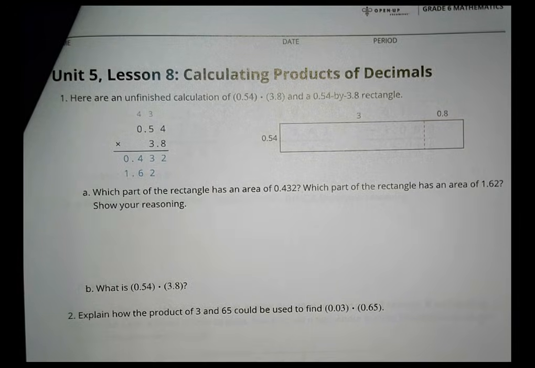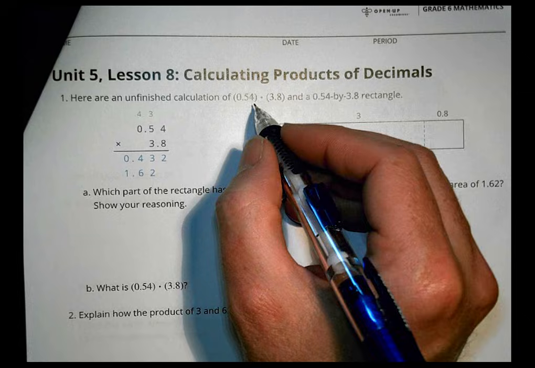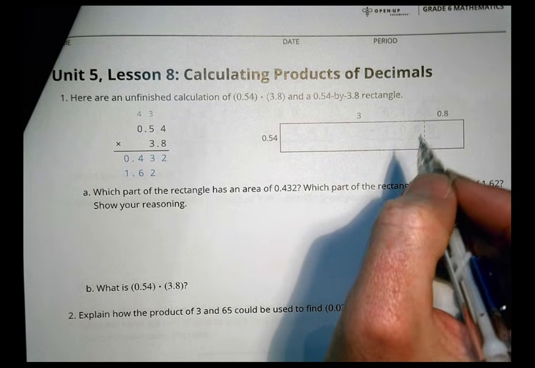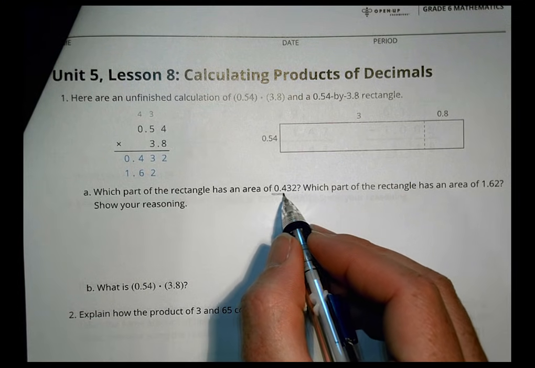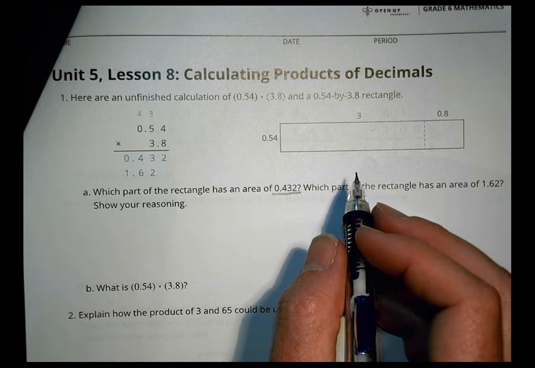Okay, here we are, homework, Math 6, Unit 5, Lesson 8, calculating products of decimals. So here are an unfinished calculation of 0.54 times 3.8 and a 0.54 by 3.8 rectangle. Which part of the rectangle has an area of 0.432? Alright, well, let's see which one that's going to be.